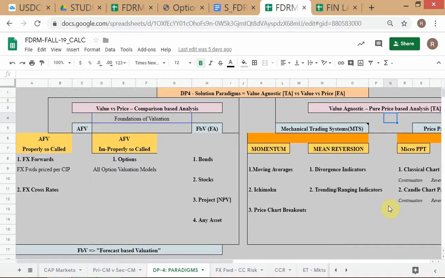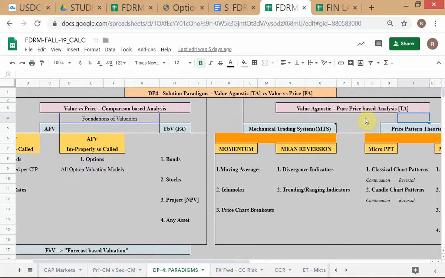One is value versus price comparison based analysis, one basic approach. So there are two basic approaches, okay? The other one which you're familiar with is the TA approach, technical analysis, which we are only going to refer to as TA. This is what it says here. So on this right hand side we have TA, technical analysis.